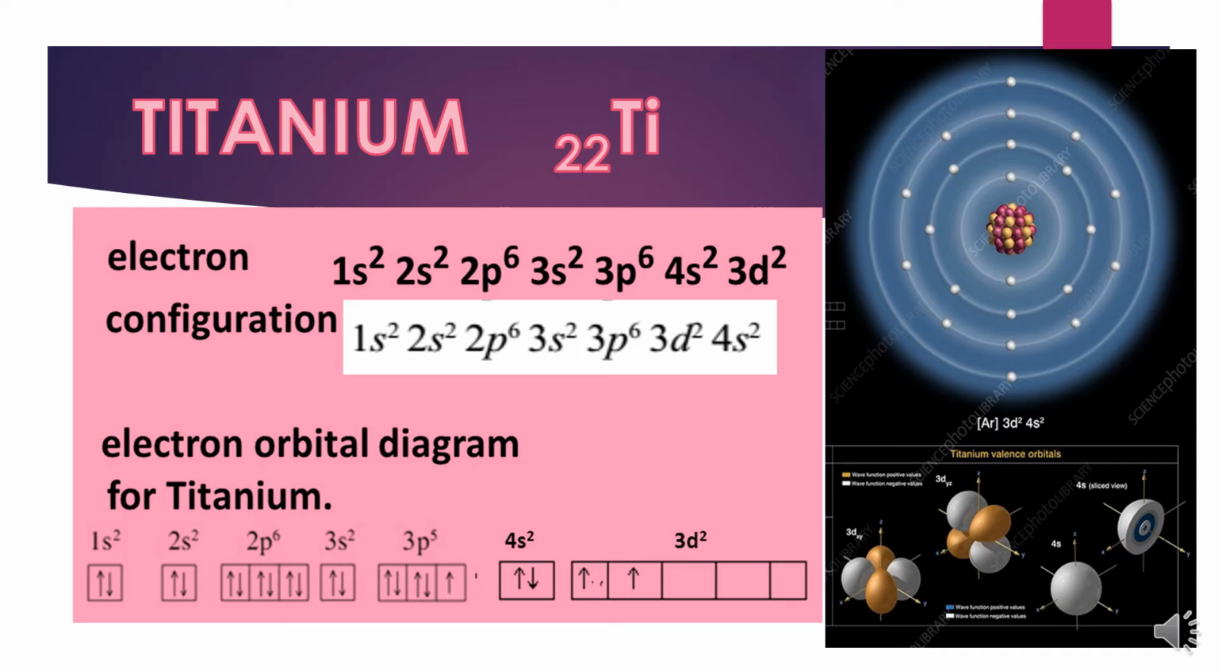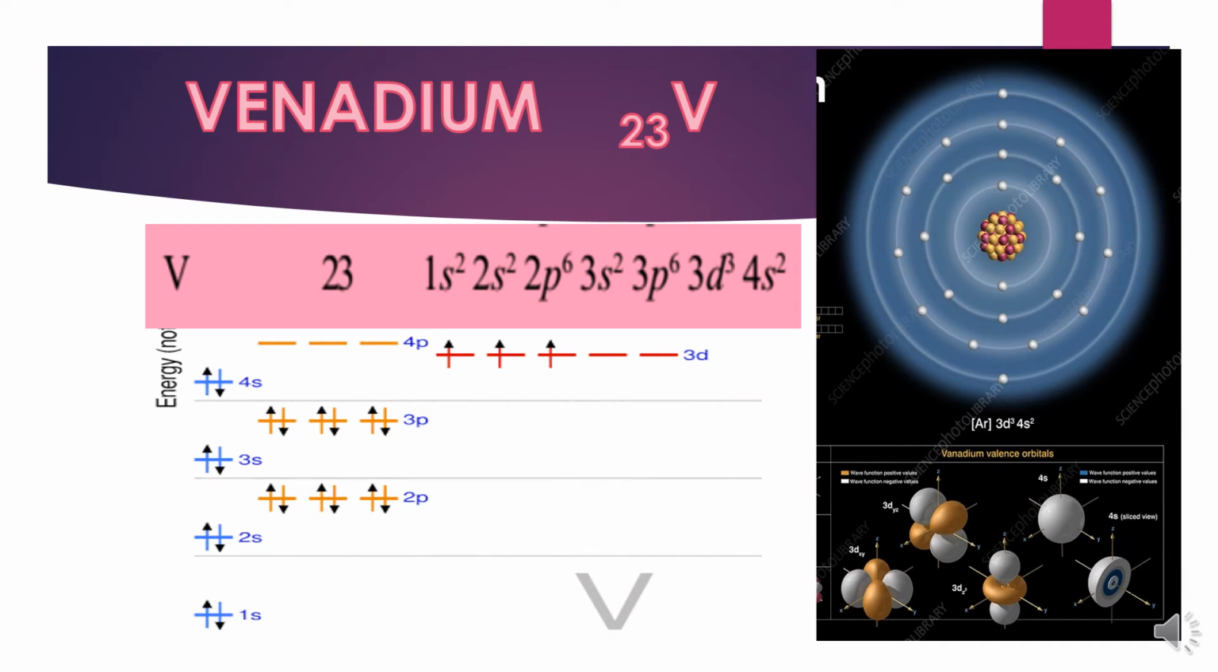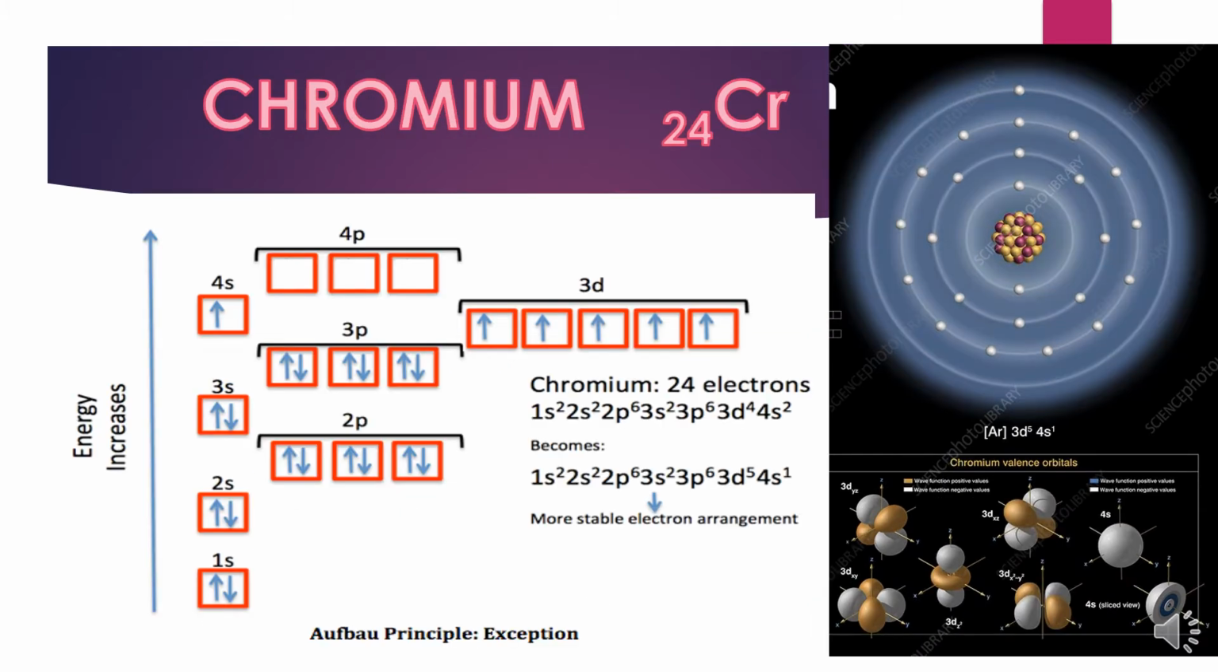But remember, you need to fill electrons in the next d orbital, means all 5 d orbitals will first occupy a single electron, then pairing will start. In vanadium you can see that it is 4s2 3d3, or in terms of energy we can also write 3d3 4s2, and in noble gas core you can also write argon 3d3 4s2. Next is very important, chromium.